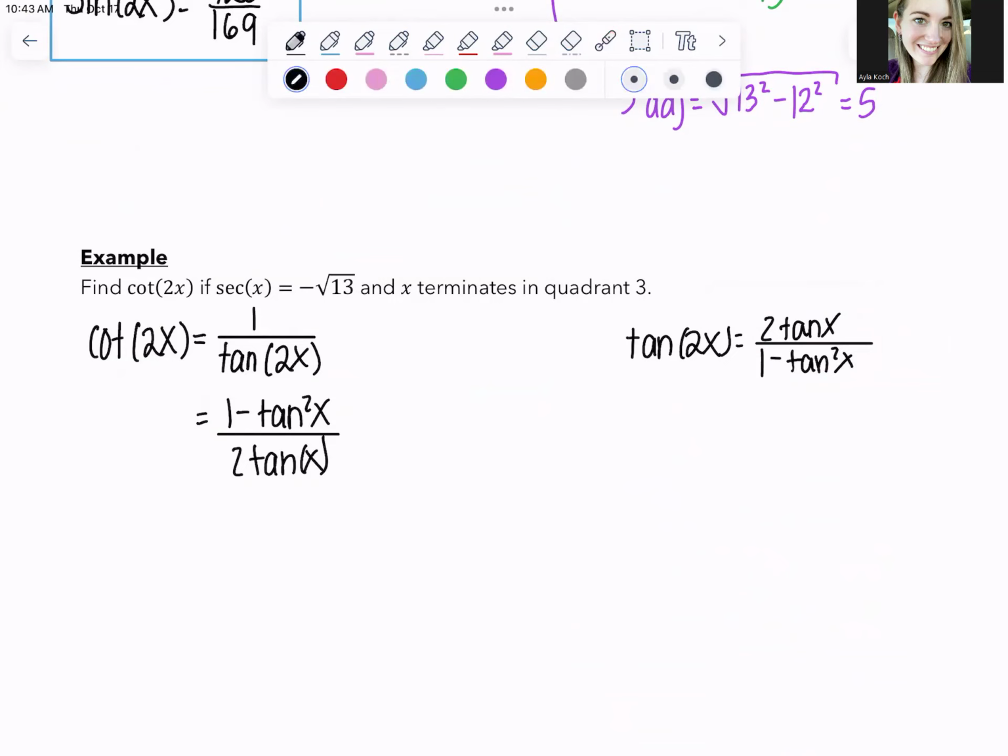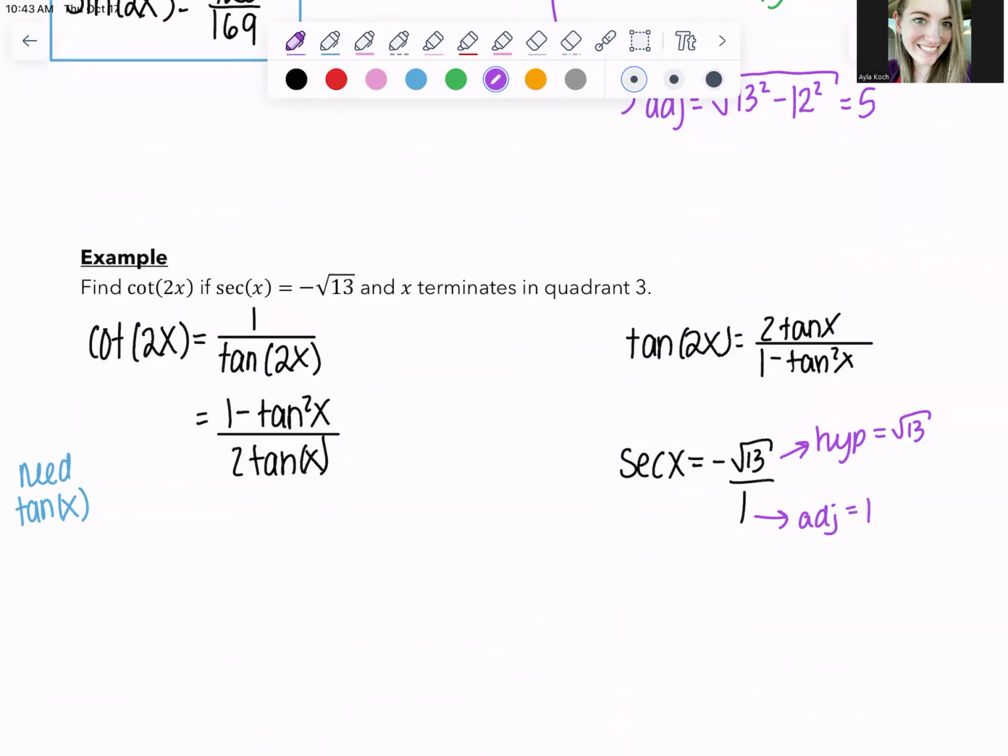So I need tangent of x. What I have is secant of x, right? Secant of x is equal to negative square root 13 over 1. Secant and cosine are soulmates. So cosine is adjacent over hypotenuse, which means that secant is hypotenuse over adjacent. So the hypotenuse is square root 13 over adjacent, which will be 1.